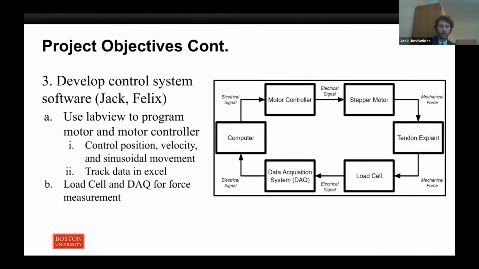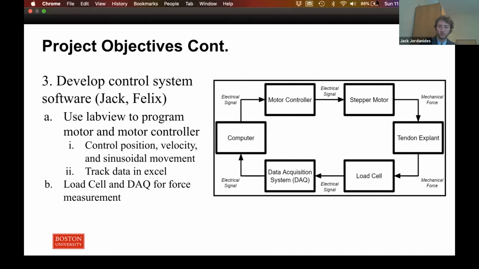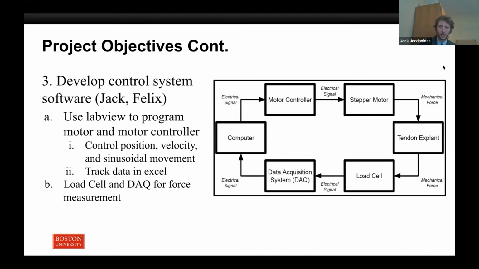So the control system was the part of the process that Felix and I were largely responsible for. In that diagram on the right, you can see an outline of the components in the control system that we needed. We needed to be able to stretch and compress the tendon, and we also needed to be able to read the force on the tendon, or the load.